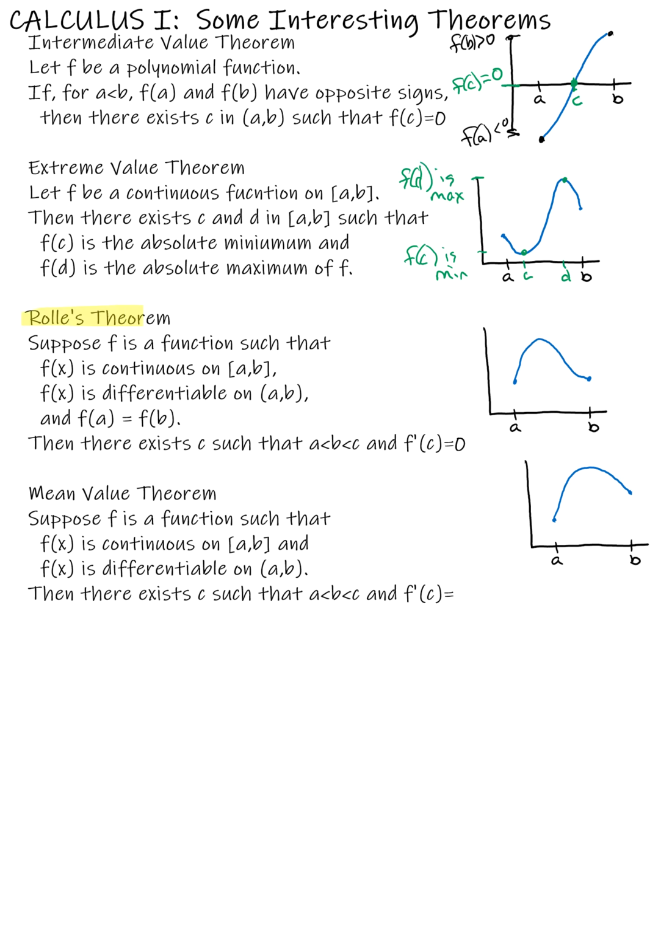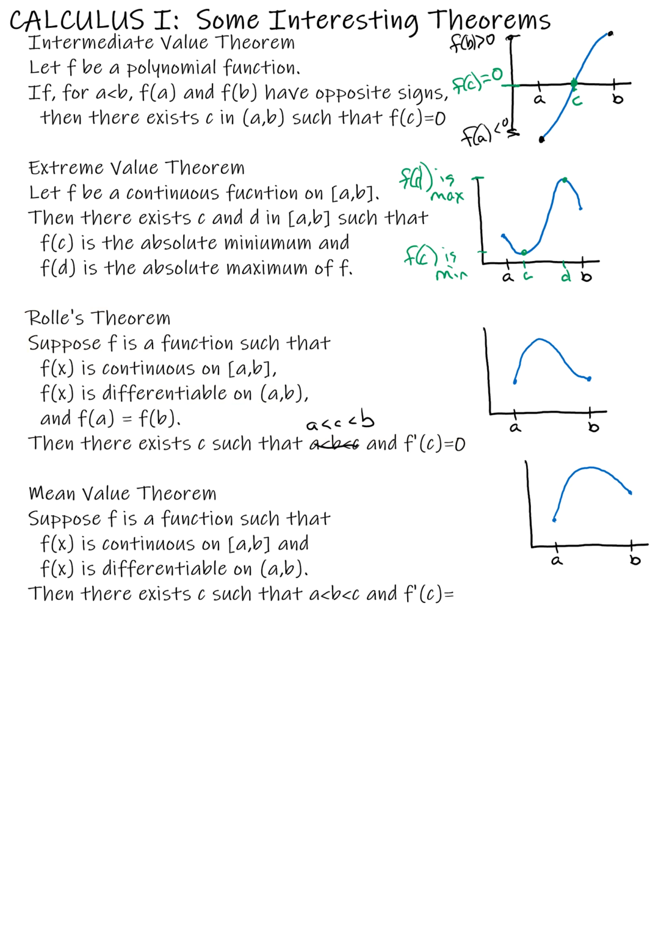Rolle's theorem is the next one I want to look at. Suppose f is a function such that f is continuous on the closed interval and f is differentiable on the open interval. And we also have that f of A is equal to f of B. According to Rolle's theorem, there exists a c such that, oh dear, that's wrong. Let's take a look at that. That should be that c is in between a and b. So c exists between a and b, and f prime of c is equal to 0.